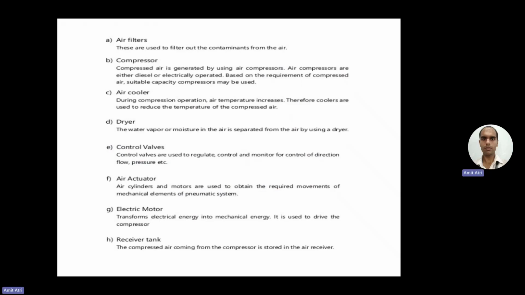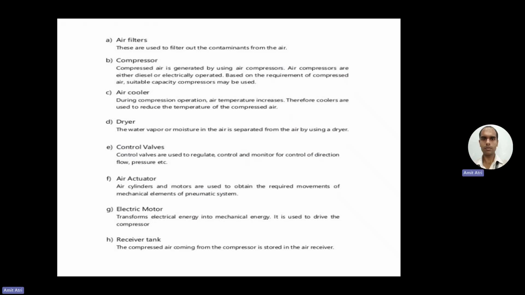Air filters are used to filter out the contaminants from the air. Next is the compressor. The compressed air is generated by using air compressors. Air compressors are either diesel or electrically operated. This system has a lot of components so as to produce a desired movement. Based on the requirement of compressed air, suitable capacity compressors may be used.